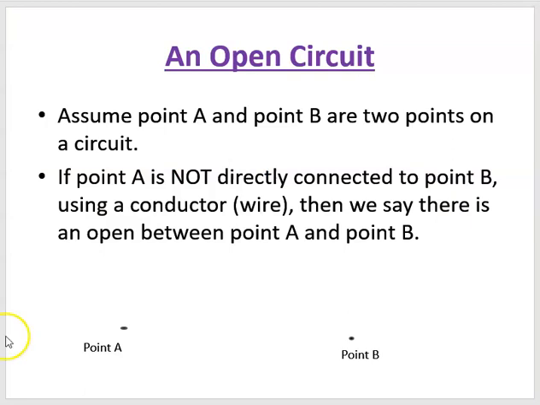Well, assume we have 2 points A and B on a circuit. If point A is not directly connected to point B, then we say there exists an open between point A and point B. By directly connected, we mean using some sort of conductor, or maybe there exists a component in between.